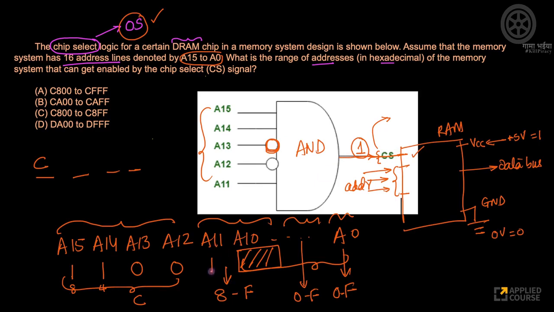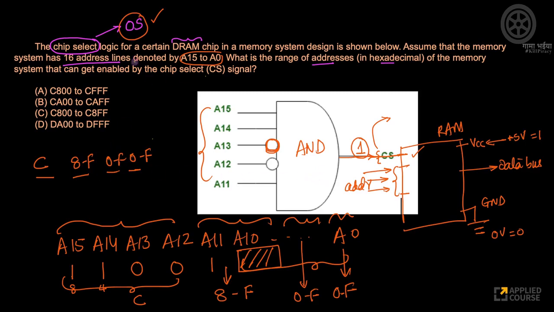A11 also has to be 1, which means for your second bit you can have values from 8 to F, right? 8, 9, A, B, C, D till F. Here you can have 0 to F values, here you can have 0 to F values.